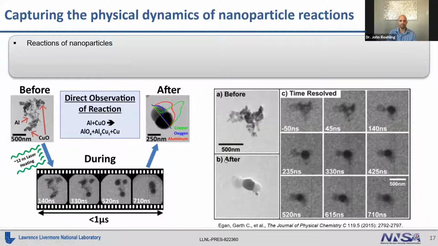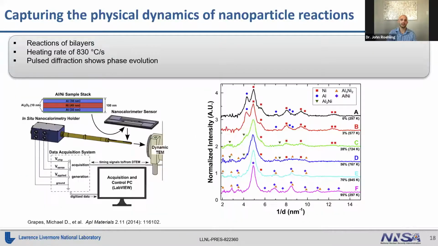We've also looked at reactions of bilayers and nanocalorimetry, and correlated the heat signatures that we see from a calorimeter with the pulse diffraction and the time resolved diffraction of the thin film. So basically correlating the phases that form to the heats of reaction.